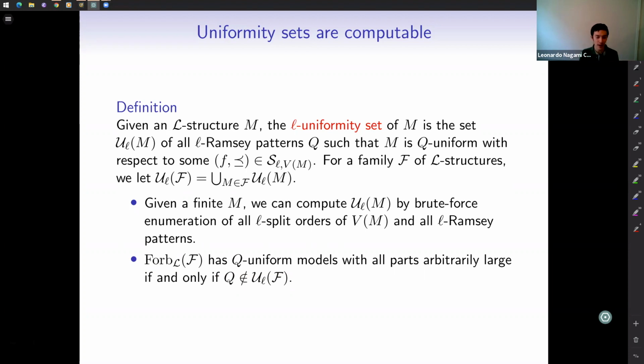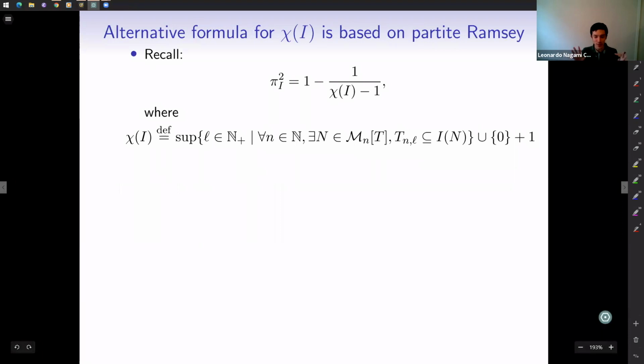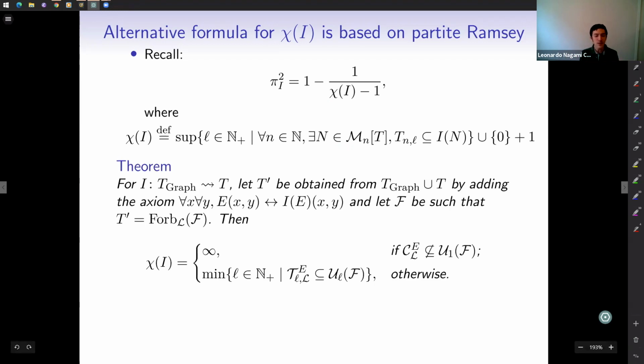Finally, I think I can present the alternative formula for the chromatic number. So if you don't remember what the chromatic number was, here's a reminder. For instance, if we're trying to maximize the number of edges on these graphs with extra structure, the theorem was saying, well, it's the same thing as Erdős–Stone–Simonovits, but you have to use this weird chromatic number, which was this formula. Now here is the alternative formula for that.